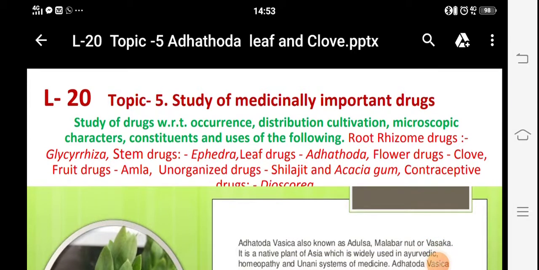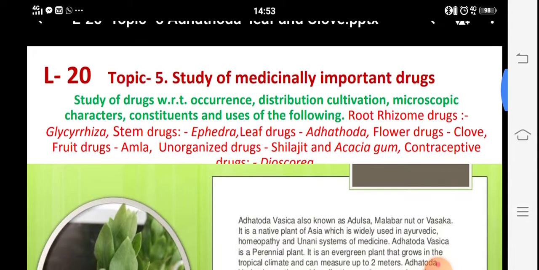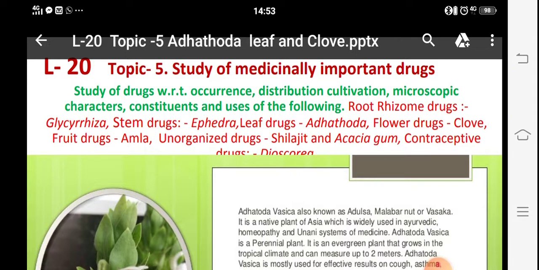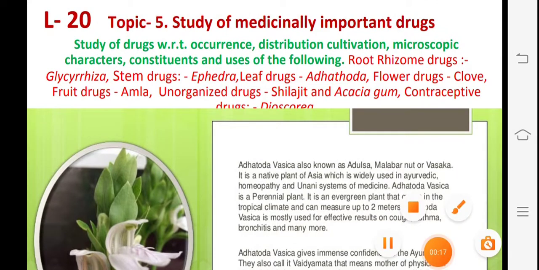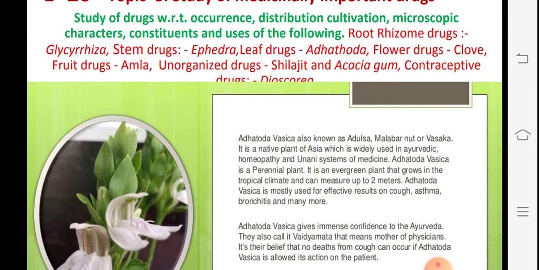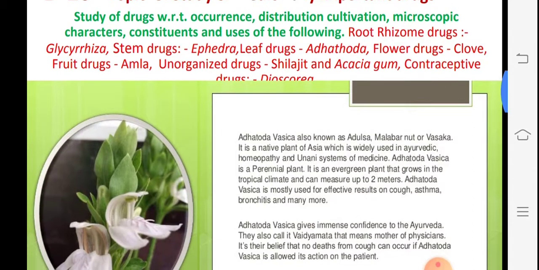Okay, so we have started our topic number 5, study of medicinally important drug plants. Here we have already seen these plants. Basically, the first two root examples we have seen are Glycyrrhiza, gestomad, and the second, a stem drug, is Ephedra, a gymnosperm. And today we are observing two drugs: a leaf drug, Adhatoda, and a flower drug, clove. So we will see them one by one.